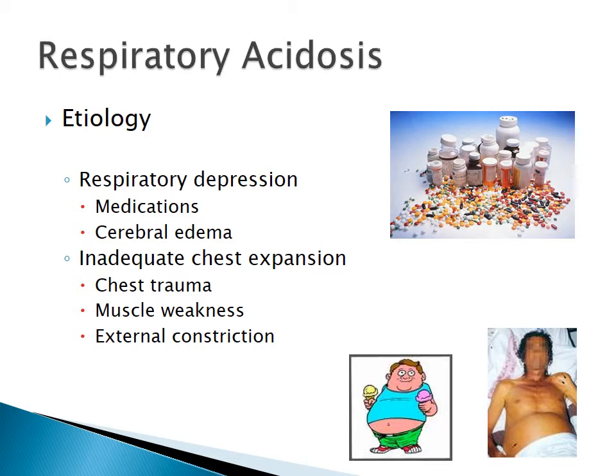So now let's move to the next one, inadequate chest expansion. This can be due to various different reasons. Chest trauma is one reason, such as a rib fracture. Another one can be muscle weakness. This can be caused by various different degenerative neuro diseases, such as multiple sclerosis. It also can be from external constriction, such as obesity, which can constrict your ability to take deep breaths, as well as ascites.